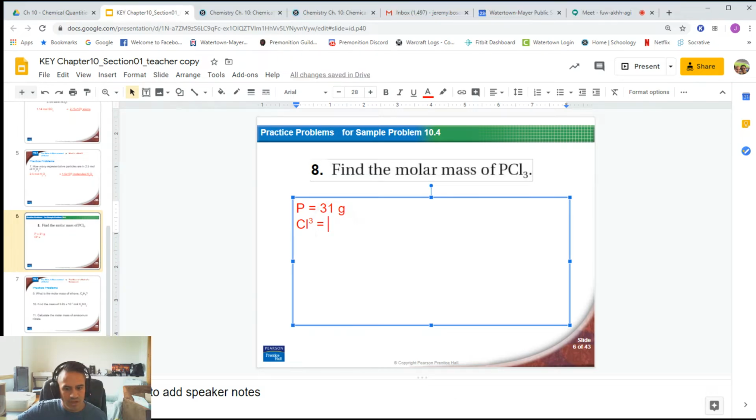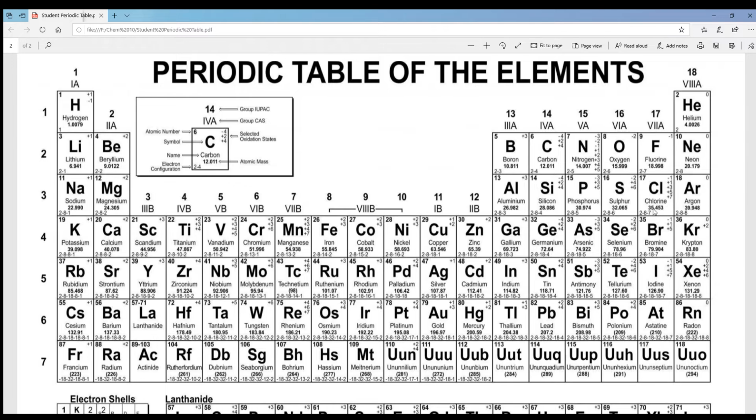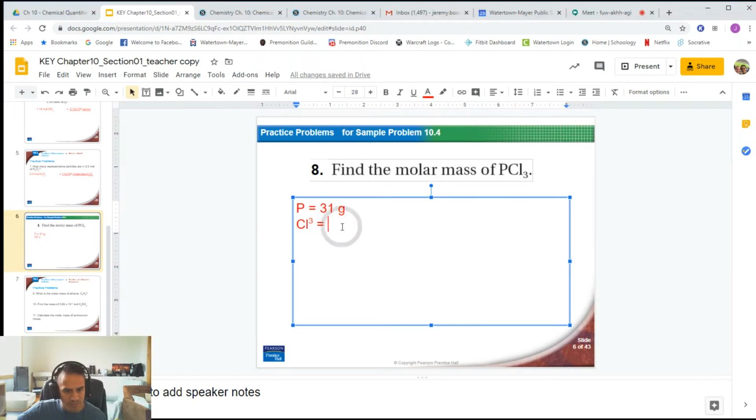And chlorine, again, let's look back at our periodic table. Chlorine is over here. This is 35.453. Now this one isn't close enough to a whole number for me to comfortably round it to 36, so I'm just going to keep it as 35.5.